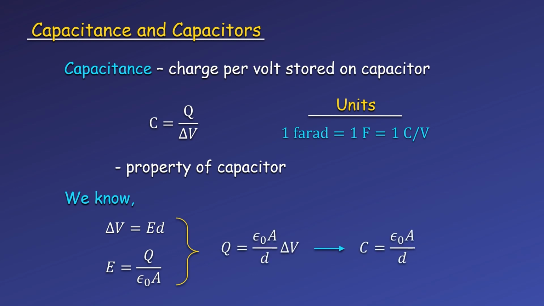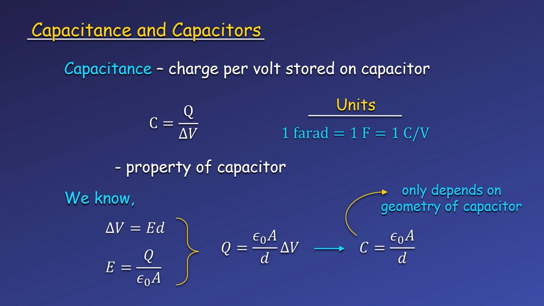Now plugging this in for the charge in the definition of capacitance, we see the potential difference will cancel, and we're left with a capacitance equal to epsilon naught times the area of the capacitor plates divided by the plate separation. Epsilon naught is a constant, and the area and plate separation are physical characteristics of the shape of the capacitor. This means we can determine or change the capacitance simply by looking at the geometry of the capacitor.